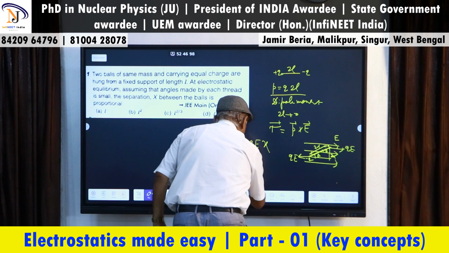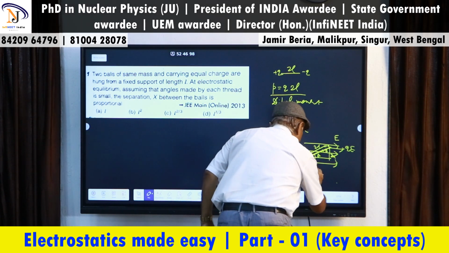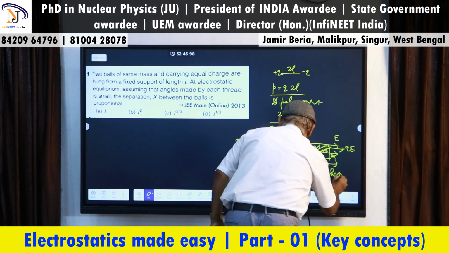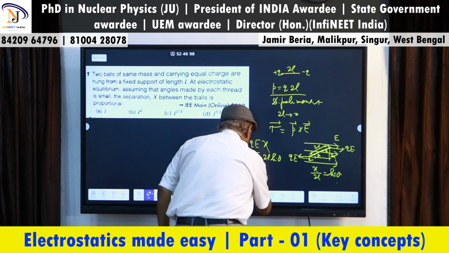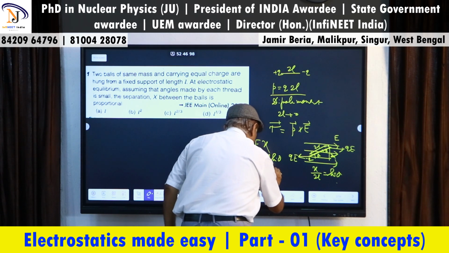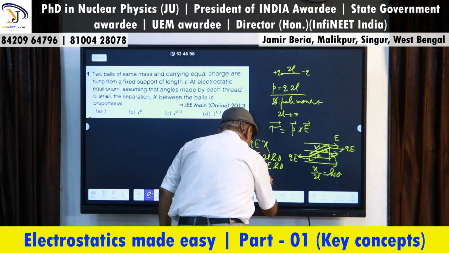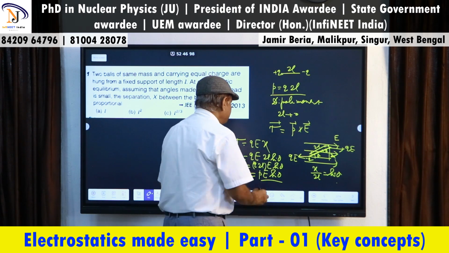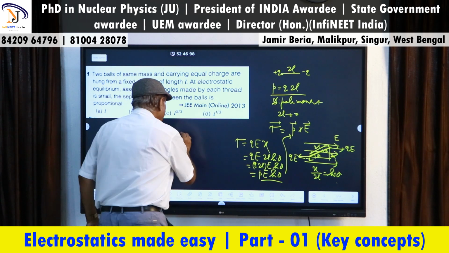Then what can you write? You may write QE. x means perpendicular by hypotenuse, x by 2L equals sine of theta. So you can write x equals 2L sine of theta. Q into 2L into E into sine of theta. So this is clear: PE sine of theta. That means P cross E.